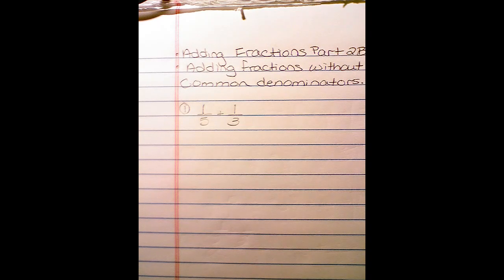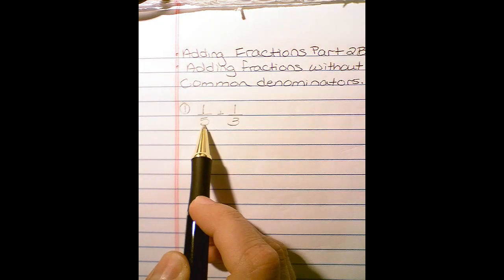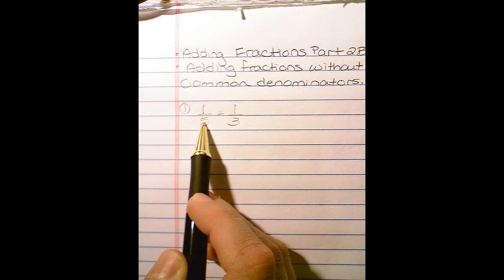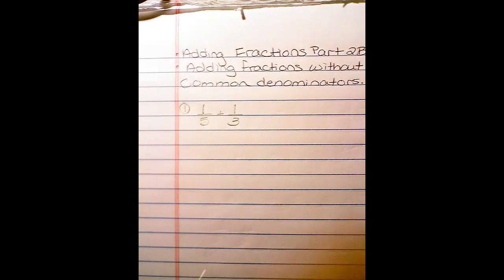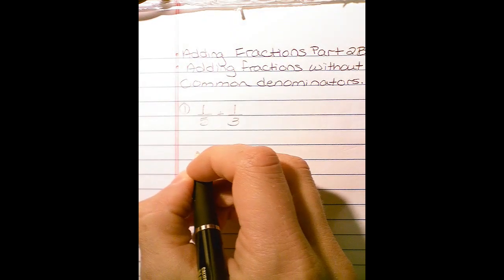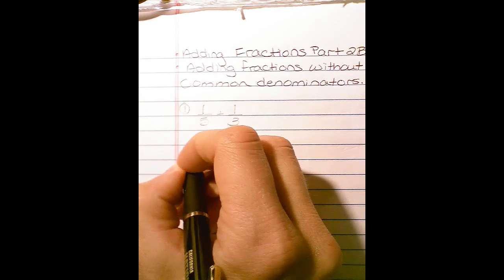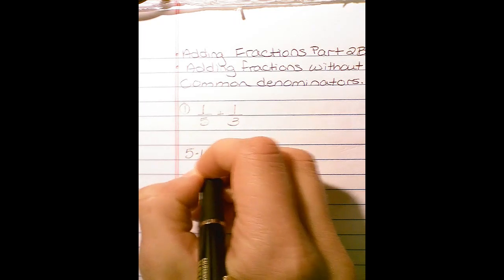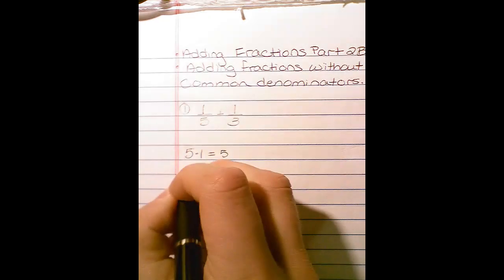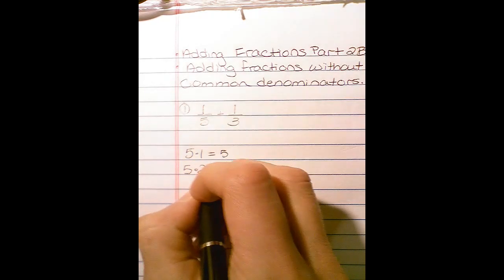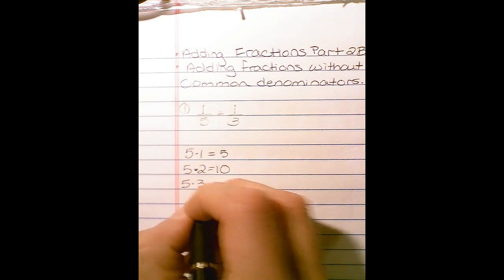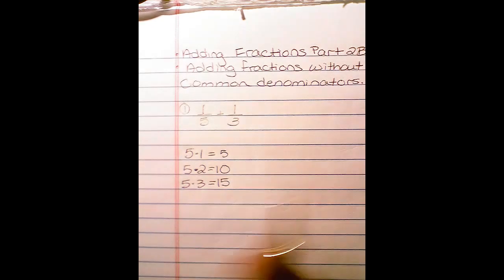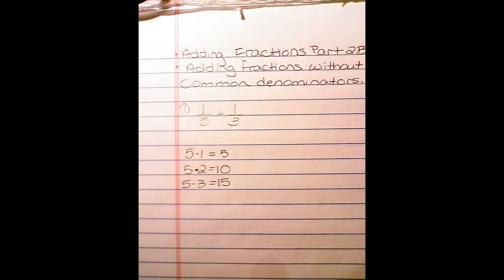So we need to get a number to be our common denominator that both 5 and 3 go into. So what's going to happen here is showing you the long way to do this. If I do 5 times 1, that's going to give me 5. 5 times 2 gives me 10. 5 times 3 gives me 15. And I can go on and on from there.